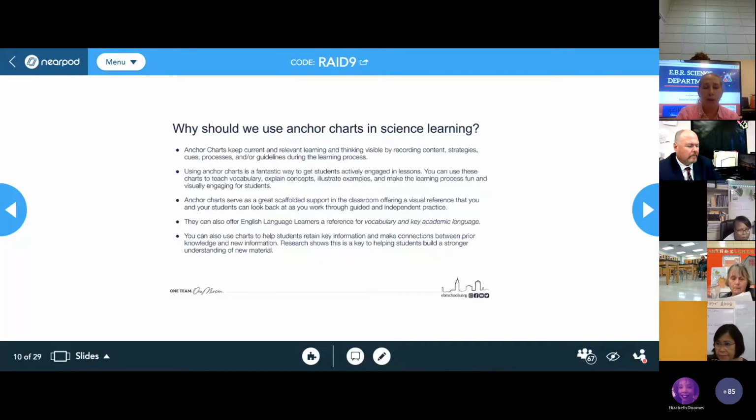They also offer English language learners a reference for vocabulary and key academic language. So kids who are struggling with the English language can see the word and they have a picture to go with it. You can also use charts to help students retain key information and make connections between prior knowledge and new information. Research shows this is key to helping students build a stronger understanding of new material. So your anchor chart from unit 1 should go down when you start unit 2, but that unit 2 anchor chart is going to build on information that they learned in unit 1.